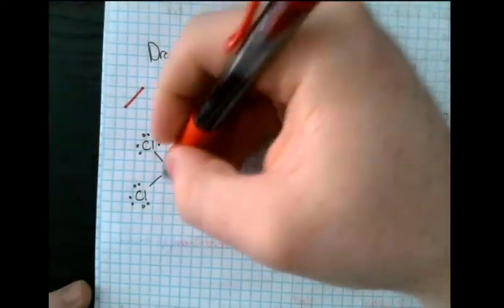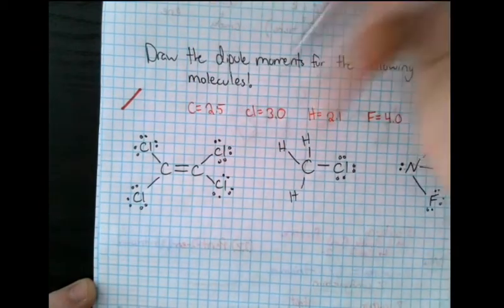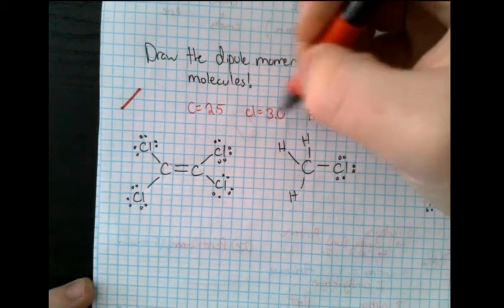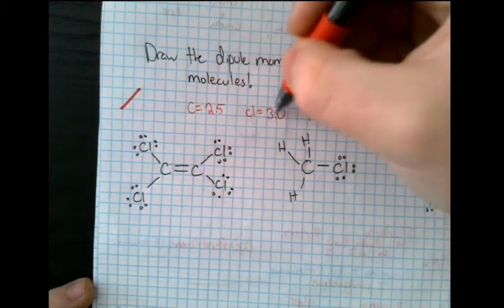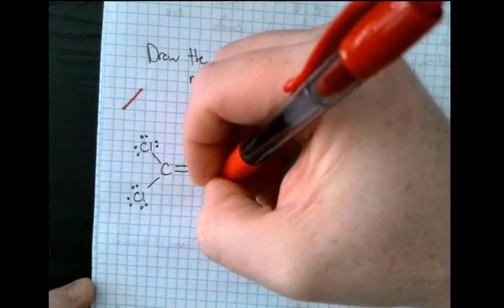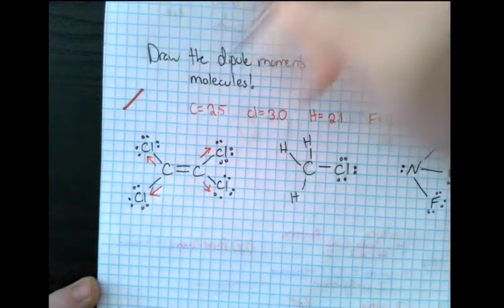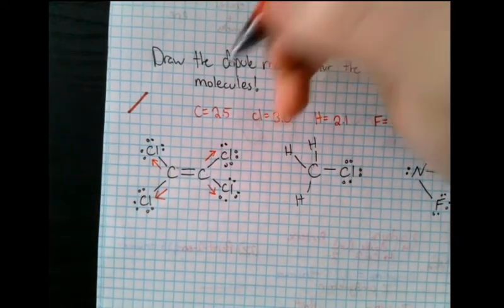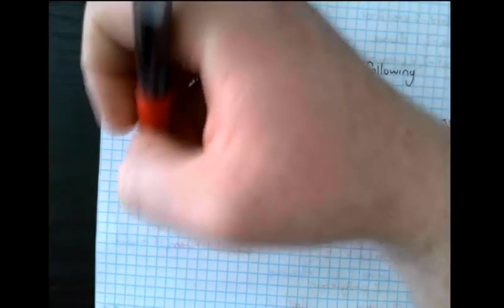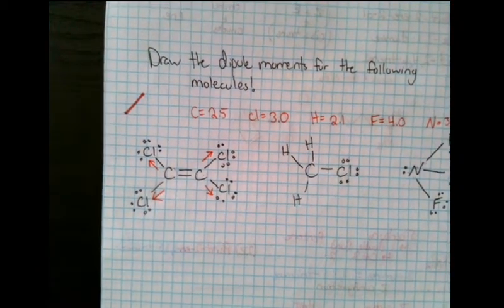So starting with this carbon-carbon bond. Carbon and carbon, they're the same thing, so there is no net dipole between these two carbons. This carbon and this chlorine, though, there's going to be 2.5 for carbon, 3.0 for chlorine. So there's going to be a slight pull towards this chlorine, and a slight pull towards this chlorine, a slight pull towards this chlorine, and a slight pull towards this chlorine. Now, because these angles are consistent and they're angled the exact same way apart, this process is going to be a simplified version of vector addition.